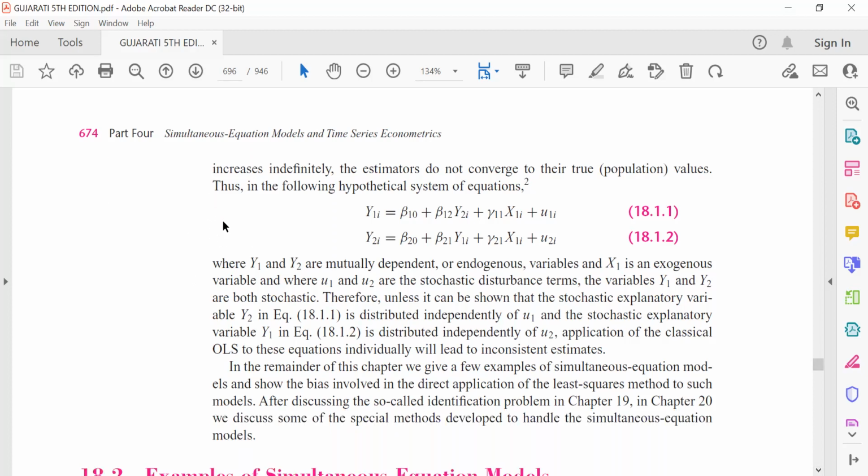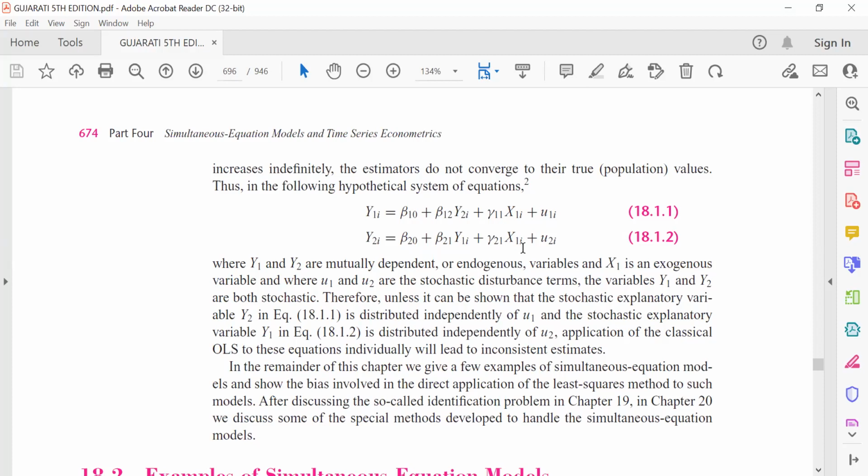Okay, here y1 and y2 are mutually dependent or endogenous variables, whereas variable x1 is an exogenous variable, and mu1, mu2 are the stochastic disturbance terms. Variables y1 and y2 are both stochastic, because these variables are available in equation 18.11 and also in 18.12.